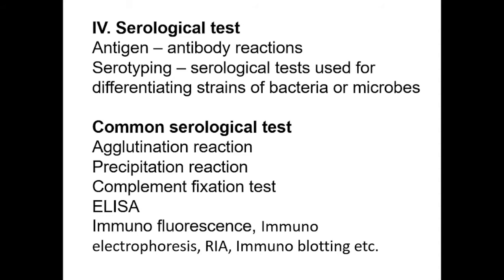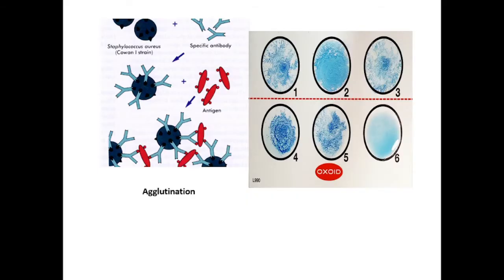So you have to learn the names of some serological tests which are used for the identification of bacteria. That is agglutination reaction or agglutination test, precipitation reaction, complement fixation test (CFT), then ELISA (enzyme linked immunosorbent assay), then immunofluorescence, immunoelectrophoresis, radioimmunoassay, then immunoblotting, etc. So we will discuss one by one.